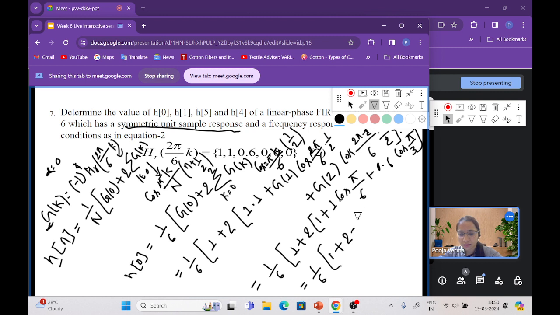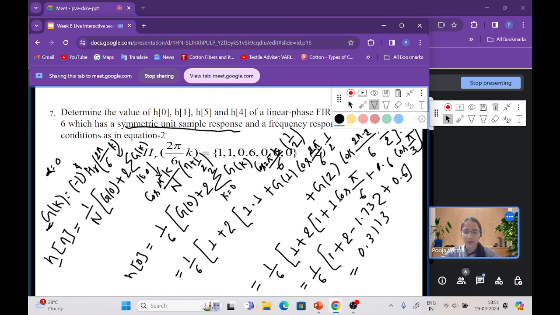I think 1.732. You can calculate it. I already calculated 0.6. Then if you add and divide, you will get 0.3113. Okay. If you add and then divide by this, 3.6 minus 1.732. That's why I suggested in the previous classes also, keep one calculator with you so that you can calculate it. Okay. So h of 0 you will get 0.3113. Now we need to find out h of 1, h of 5 and h of 4 also.